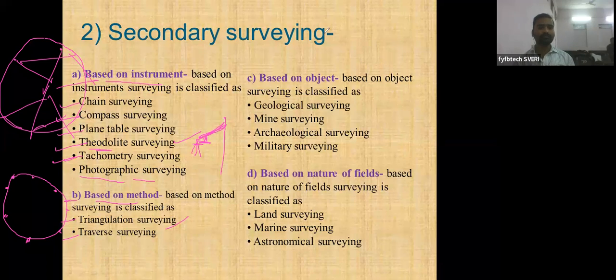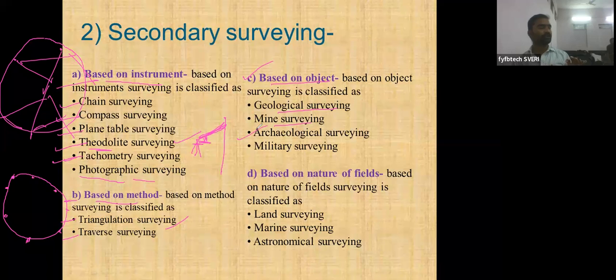That is a method. Then C is based on the object. So the main object is what? On that basis, there is classification. Geological surveying: if I want to study the Earth surface, the geography of the Earth surface, that is called geological surveying. If I want to do mine surveying, so if bauxite is available, if iron ore is available, how much quantity of iron ore is there? If I want to take the details of those, that is called mine surveying. That is called geological surveying.